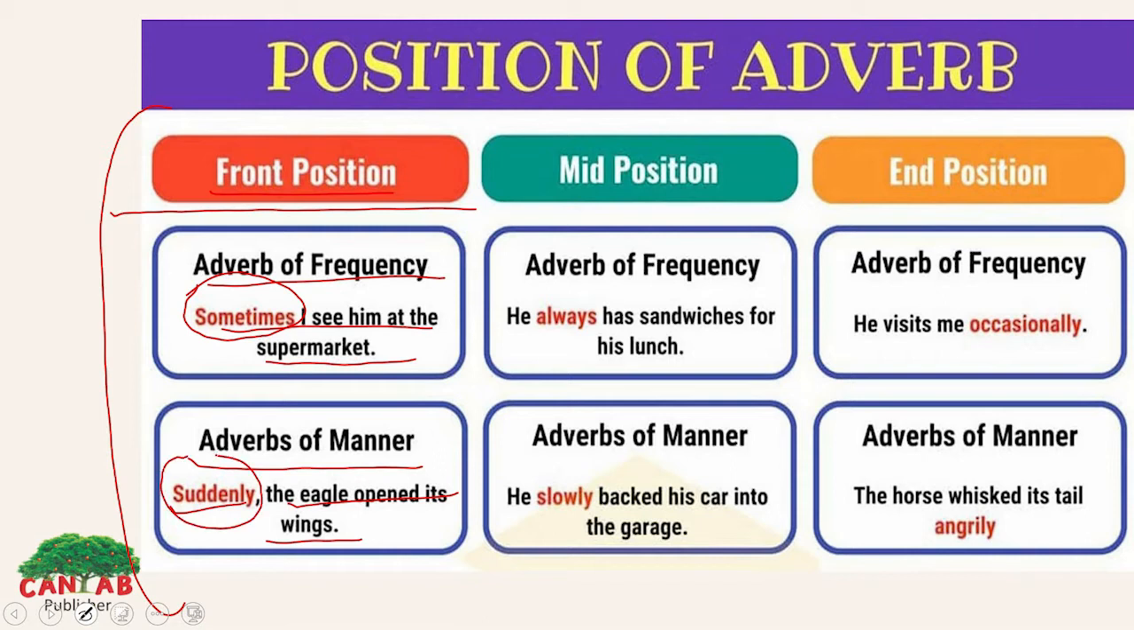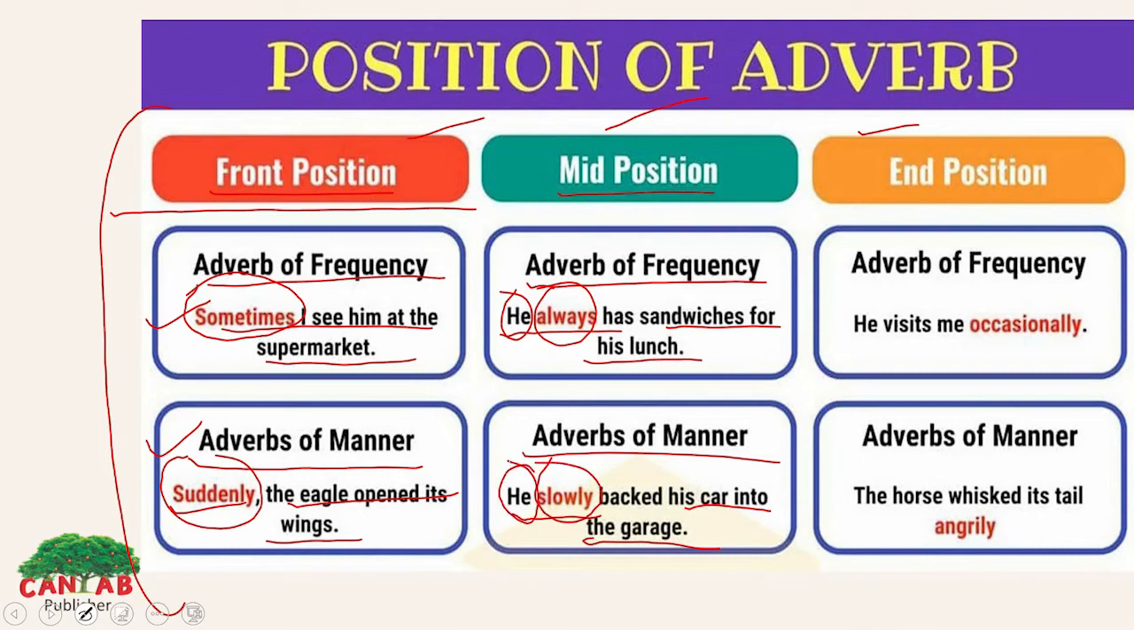So it has 3 positions: front, mid and end. We can put the adverb at the start of the sentence as this. And the mid position, adverb of frequency: he always has sandwiches for his lunch. Always is, yes, in the mid of the sentence, right after the subject here. He, the pronoun, the subject here. And the adverb of manner: he slowly backed his car into the garage. Slowly is your adverb of manner, and we placed it right after the subject. So this is the mid position of the adverb.